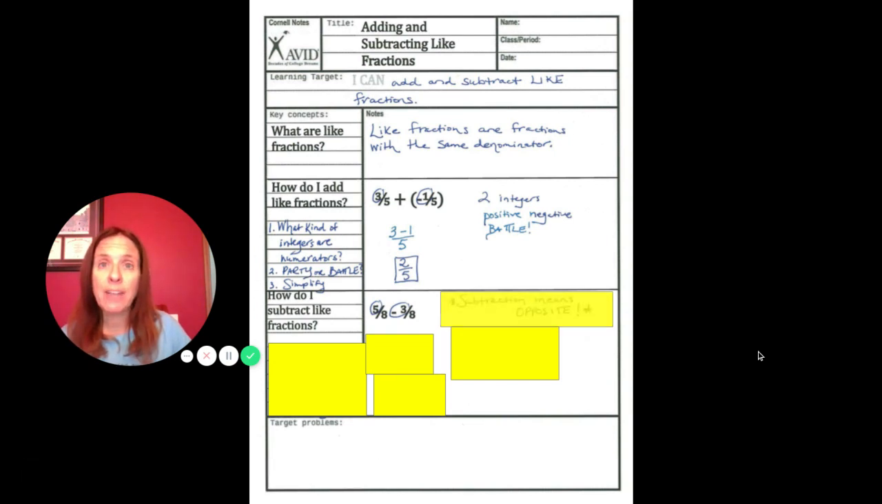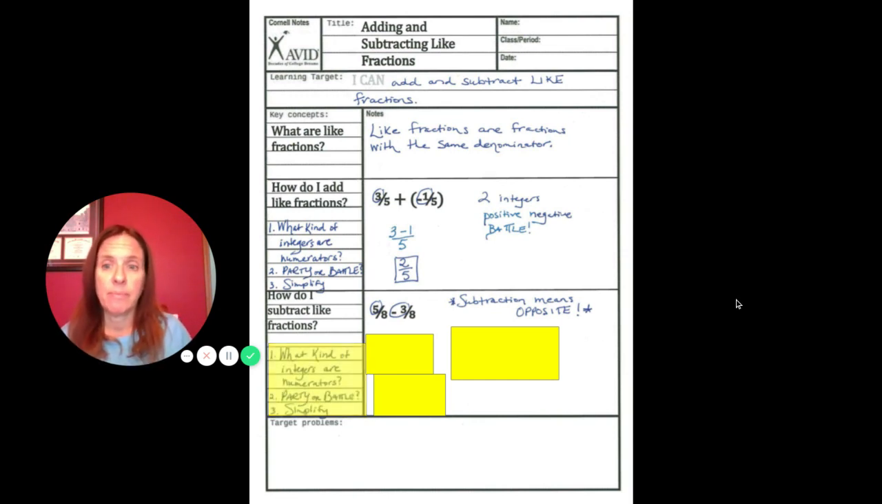Remember, subtraction means opposite. So when you see that subtraction sign, you're going to take the opposite of the integer that follows. And in fact, I'm not going to say minus or subtraction. When I see that sign, I will say opposite. We're going to follow the same steps as for adding like fractions. We're going to look at what kind of integers are in the numerators first. Is that a party or battle? And then we will simplify.